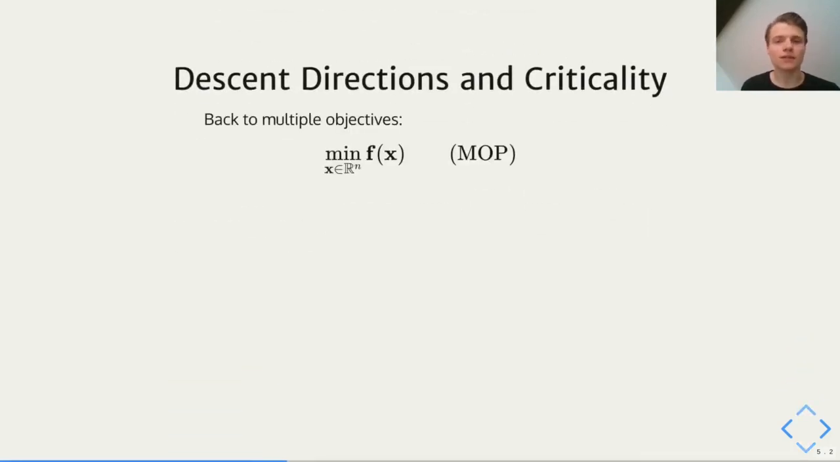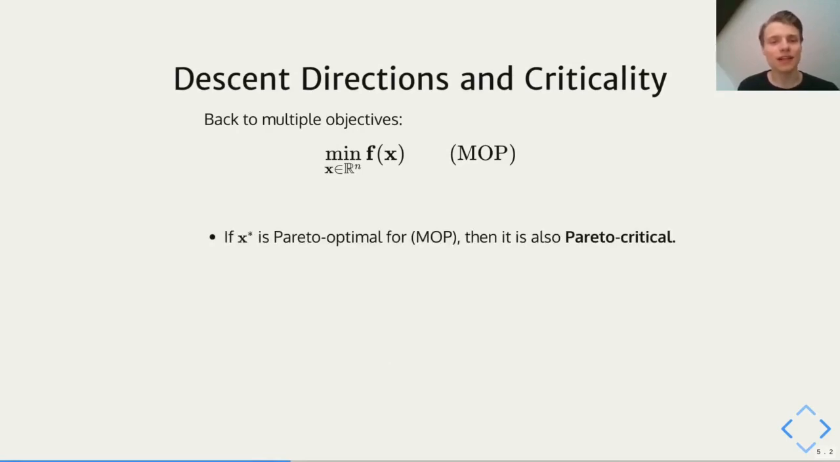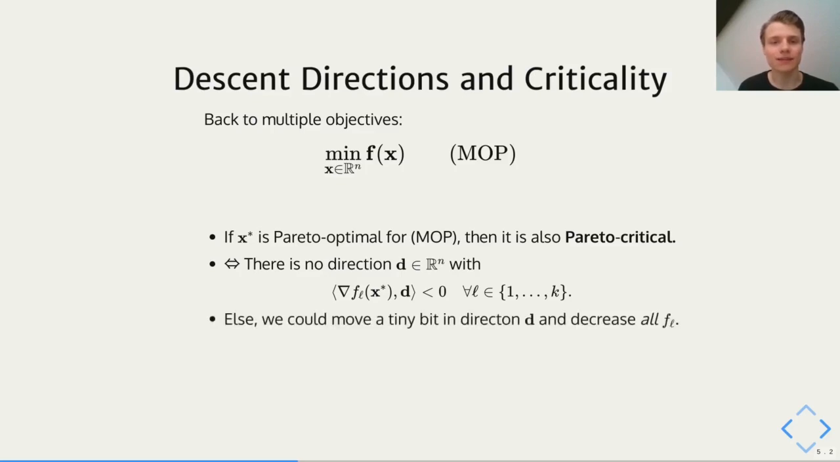For the multi-objective case, the situation is very similar. We have a definition that says if X star is Pareto optimal for MOP, then it is also Pareto critical. And by that we mean there's no direction D where the projection onto all gradients is negative. Else we could again move a tiny bit into that direction and decrease all objectives.